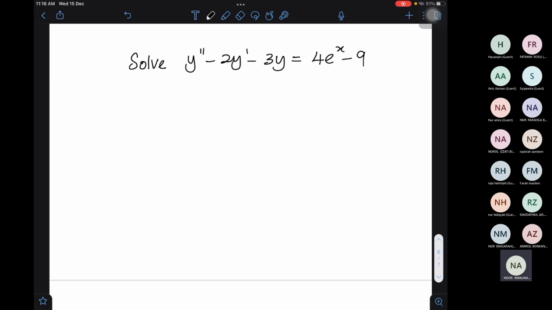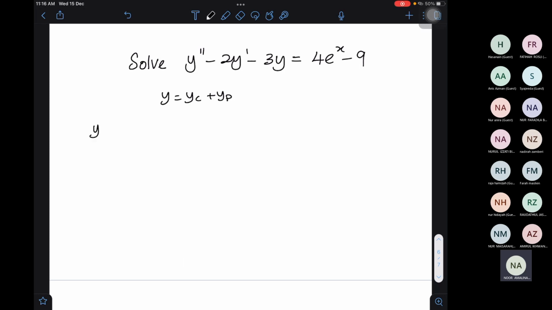Okay kelas, so sekarang ni, ini adalah non-homogeneous. We know that this one is non-homogeneous because the g(x) is not equal to 0. Therefore, we already know to find the general solution for non-homogeneous, it must be the combination of our yc and also yp, where yc is a complementary solution and yp is the particular solution.